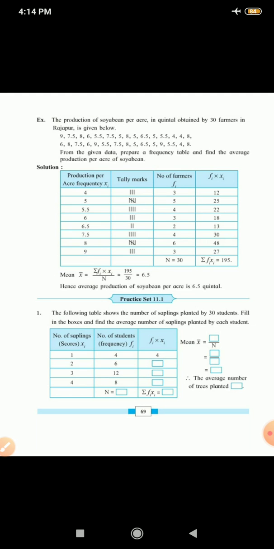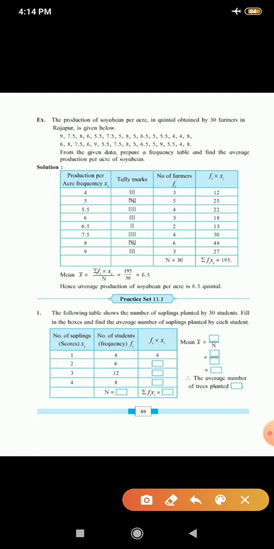So production per acre, frequency, x1. So 4, 5, next is 5.5, 6, 6.5, 7.5, 8 and 9. You have to write it in the ascending order. Then tally marks is the second column. So 4 score occurs thrice, 5 score occurs 5 times, 5.5 occurs 4 times, 6 occurs 3 times, 6.5 occurs twice, 7.5 4 times, 8 score occurs 5 times, 9 score occurs 3 times.